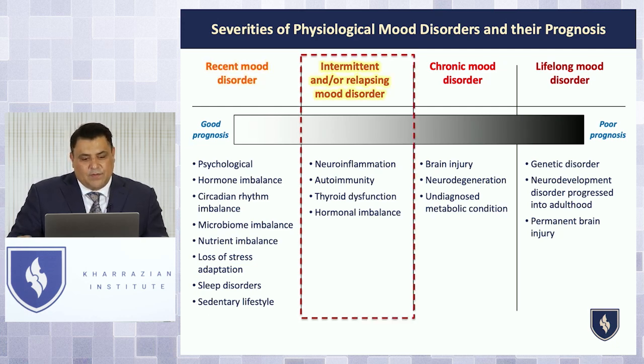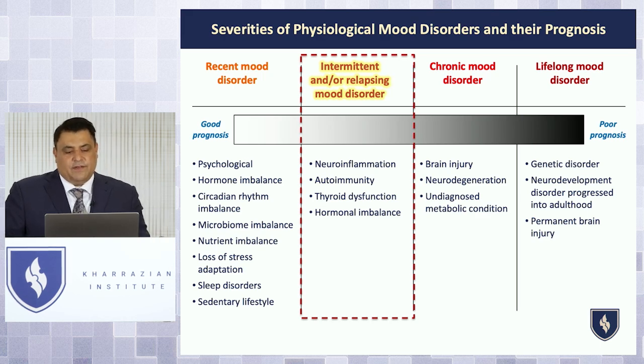Now, another type of mood disorder is intermittent and relapsing. They don't have any problems, boom, they're down and having problems for several weeks, and then they're fine, and boom, they have another episode, whether it's depression or anxiety. That's when you're more concerned about primed glial cells, underlying neuroinflammation, underlying autoimmunity, thyroid dysfunction, or hormonal imbalance. The prognosis is a little bit different.